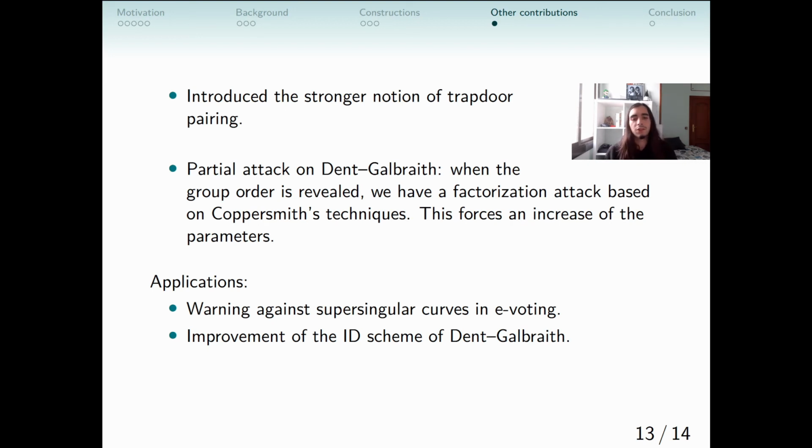And as for applications, we have a couple. One is a warning against using supersingular curves in e-voting because of this trapdoor DDH thing. The content of the votes could be compromised. And another is a slight improvement on the scheme that Dent and Galbraith presented as an application of trapdoor DDH. By realizing this idea of trapdoor pairing, which is stronger, we managed to improve the efficiency of their scheme.